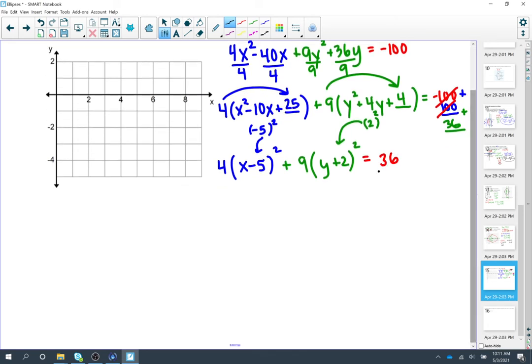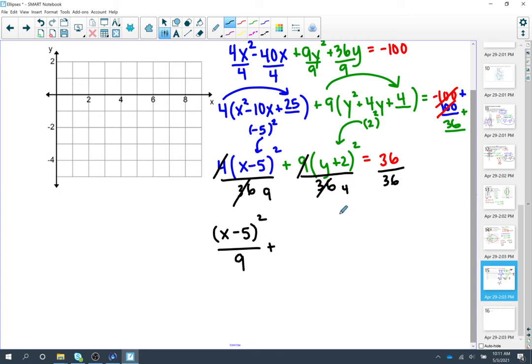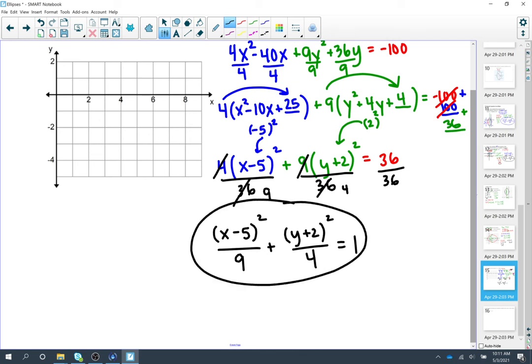In order to make it a 1, I'm going to divide by 36, which means I also have to divide this by 36, and I also have to divide this by 36. 4 and 36 will cancel and leave me with a 9. So this is going to become x minus 5 squared divided by 9. 9 and 36 will cancel and leave me with a 4. So y plus 2 squared over 4 equals 1. Now I finally have standard form, so I can use that to graph.